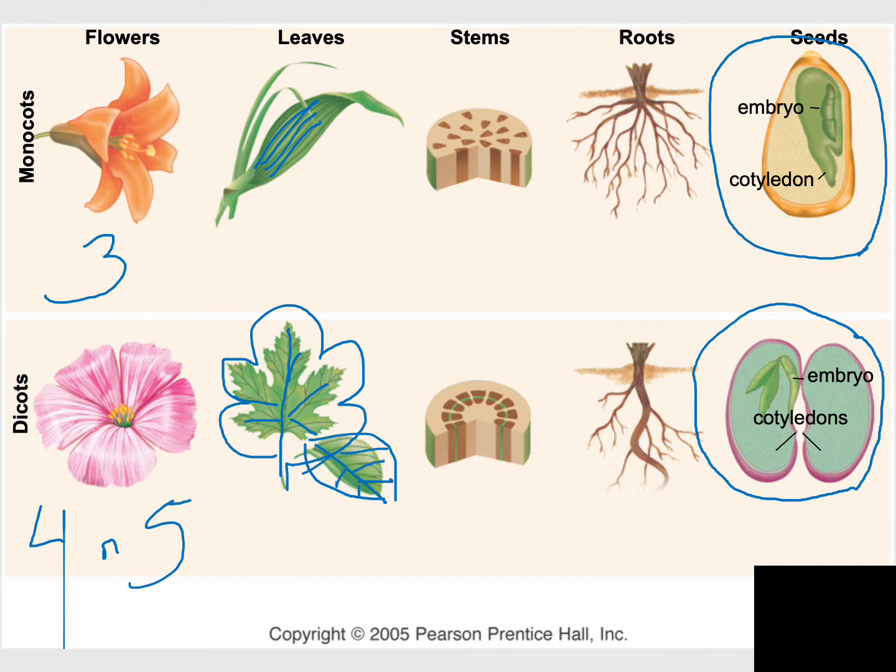In monocots, the vascular tissue makes a pattern of scattered dots when you cut the stem and look down on it. And in the dicots, there is a ring-like pattern of triangles. Monocots have a shallow, fibrous root system, and dicots have a long taproot system that goes deep down.